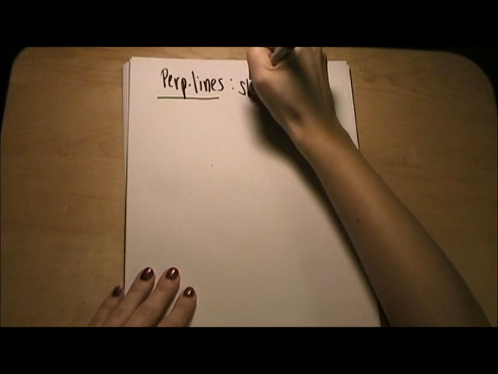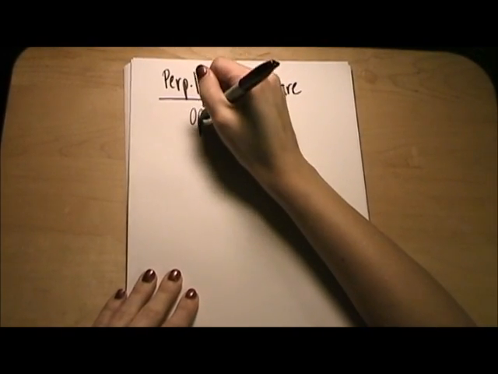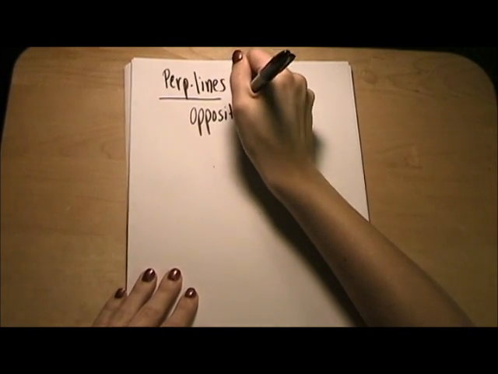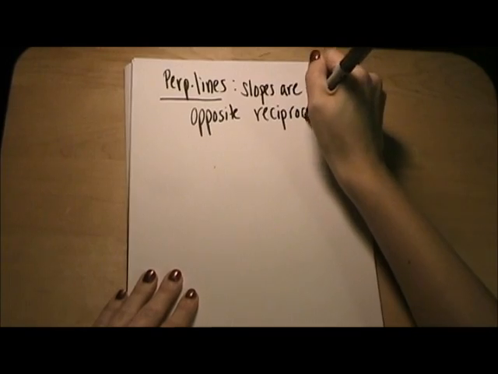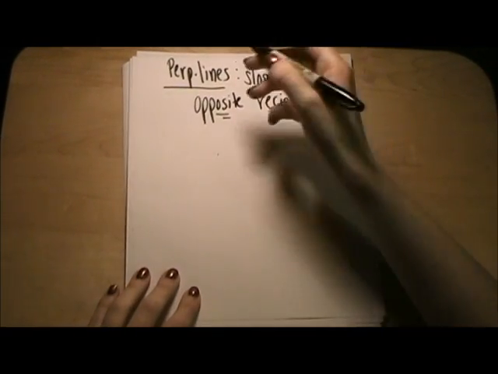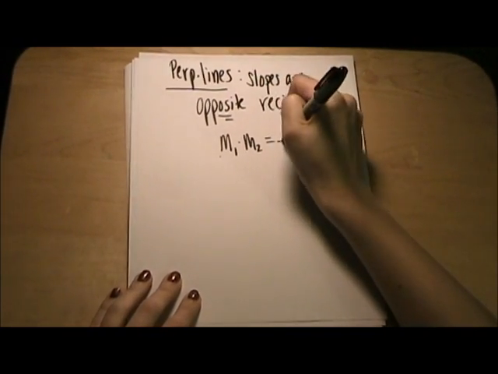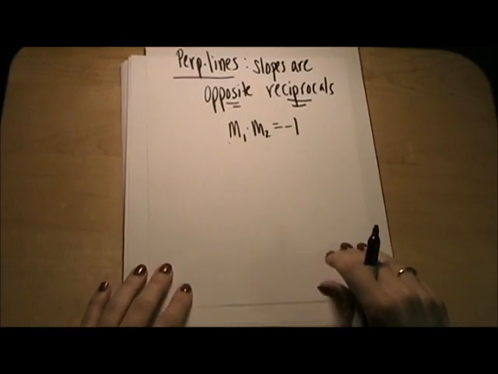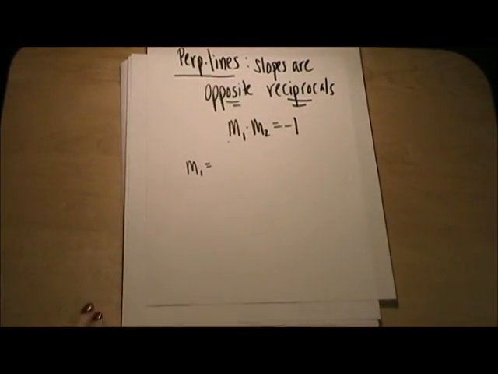Their slopes are what we call opposite reciprocals. So if you multiply the two slopes together, you get -1. But it's even easier than that.